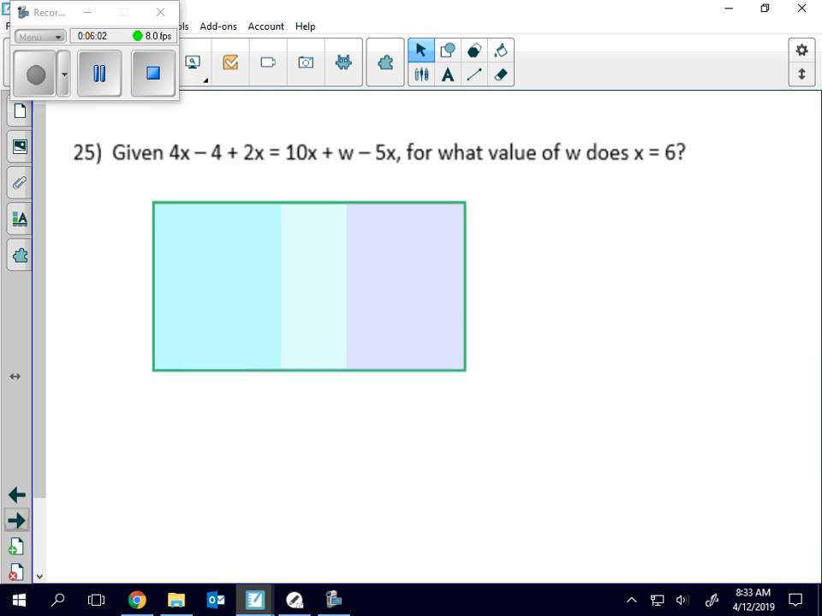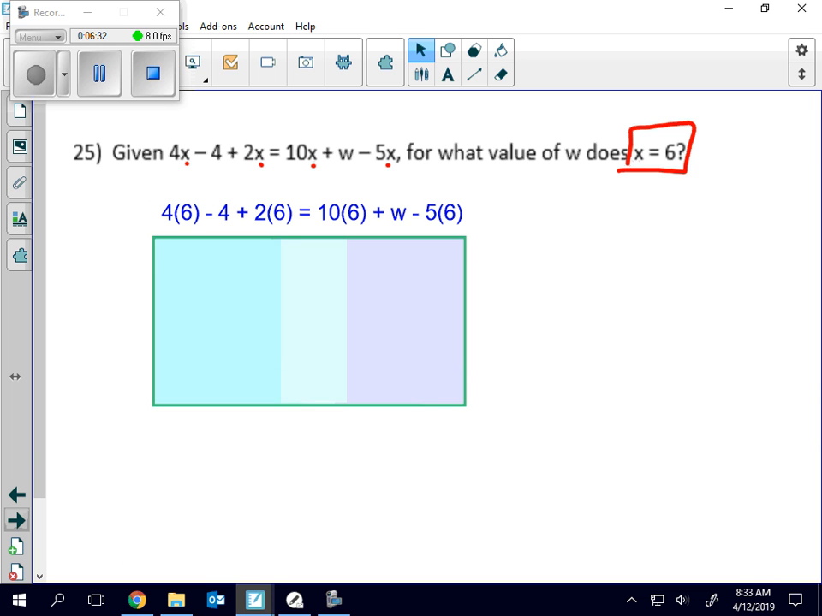Number 25, given 4x minus 4 plus 2x equals 10x plus w minus 5x, for what value of w does x equal 6? You could look at this question and just be overwhelmed by that big long equation and 2 letters and the wording. But did you notice they're telling us x equals 6? That means wherever I see x, I should go substitute in 6. So that's exactly what I did.